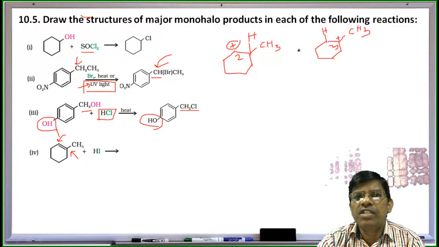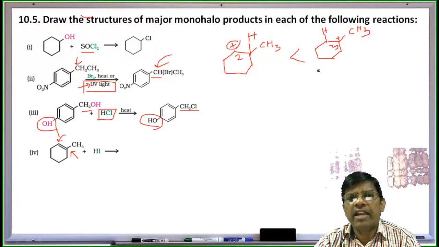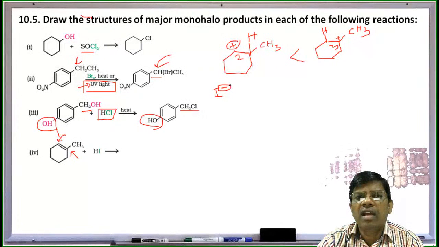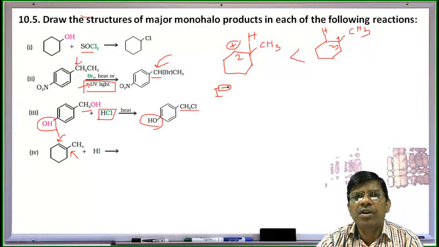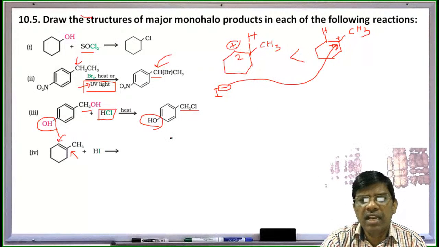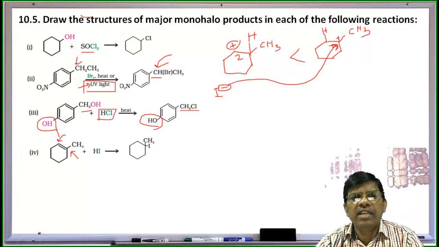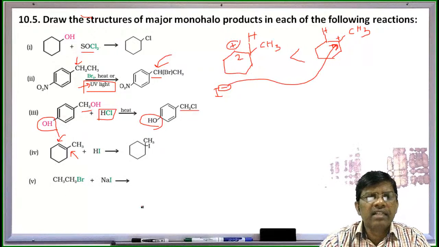We know which is more stable? Tertiary carbocation. So the incoming iodide or nucleophile will add to this tertiary carbocation, which gives the major Markovnikov's product. Yes, iodine is added here, right?